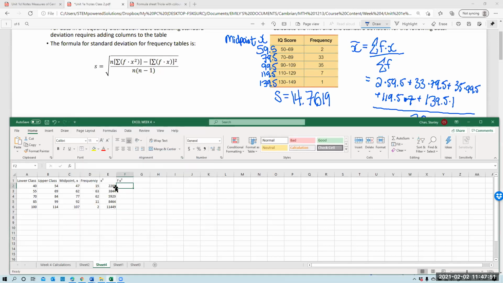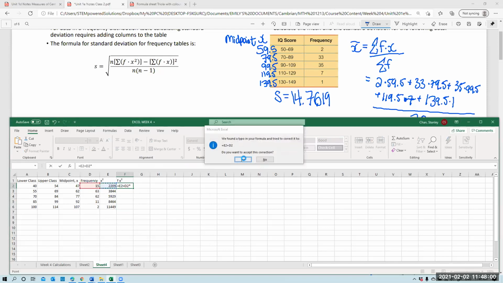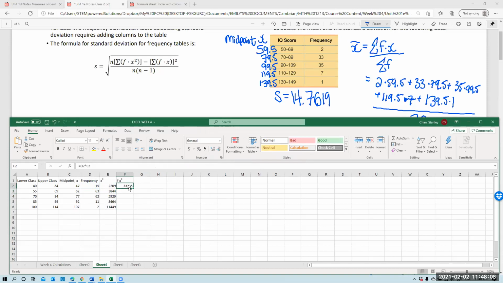Okay, so what I can do here is the frequency times my x squared is right here. Frequency times my x squared. So I'm just going to make sure that I have my frequency multiplied by my x squared, and I'm going to drag that down with the black plus sign.